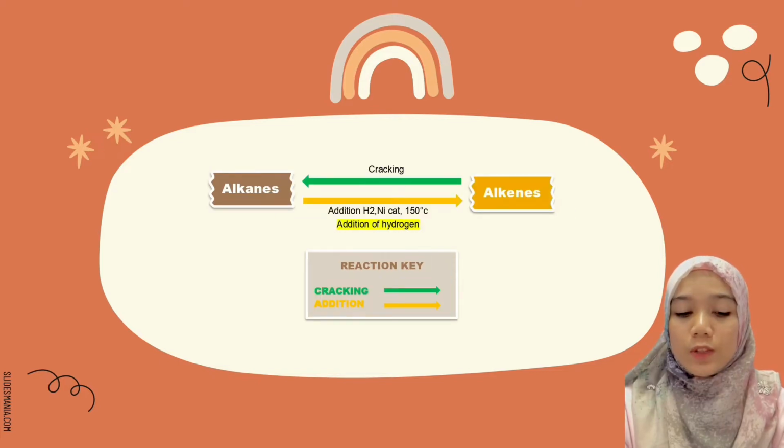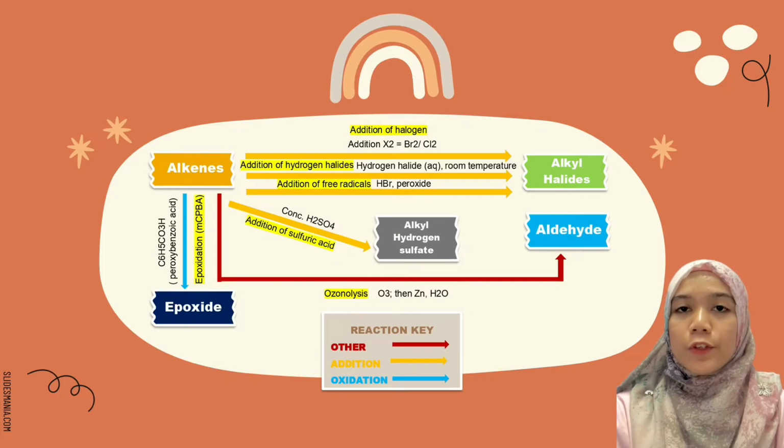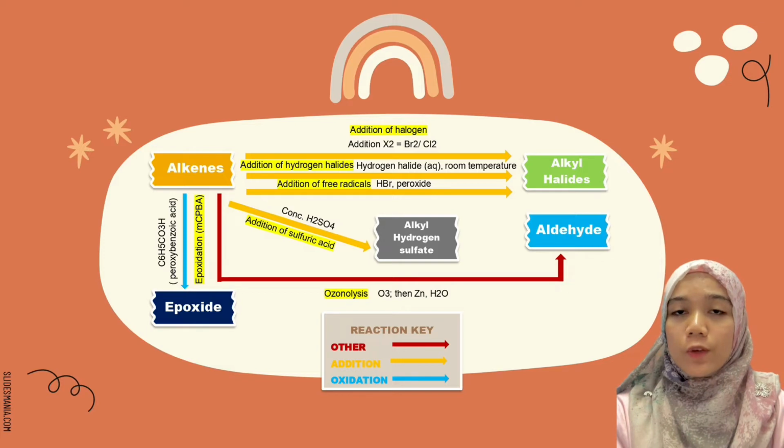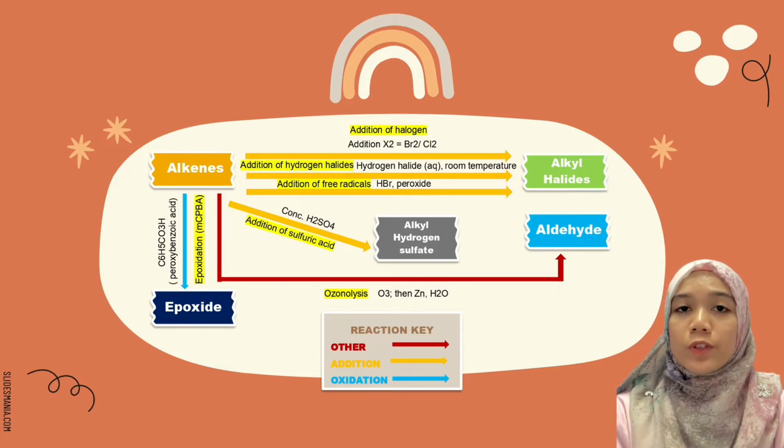Okay, for this reaction we call it addition of hydrogen, where alkene is added with hydrogen at 150 degrees Celsius. And for alkene to alkane, the alkene undergoes reduction to an alkane. There are a few reactions of alkenes to alkyl halides, which are the addition of halogen, the addition of hydrogen halides at room temperature, and the addition of free radicals such as hydrogen bromide or peroxide.